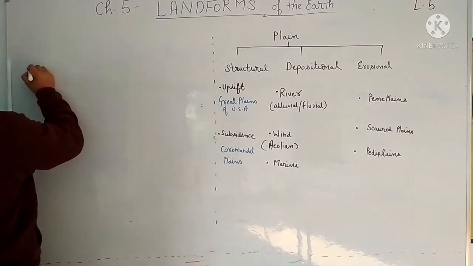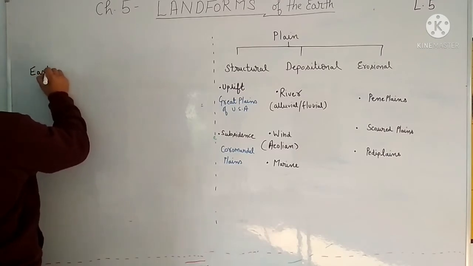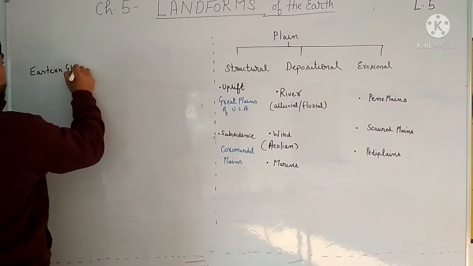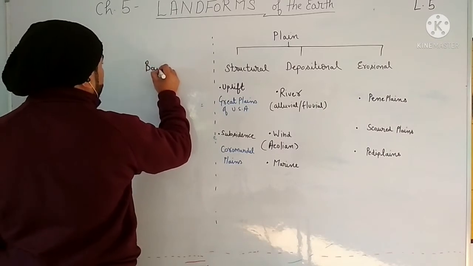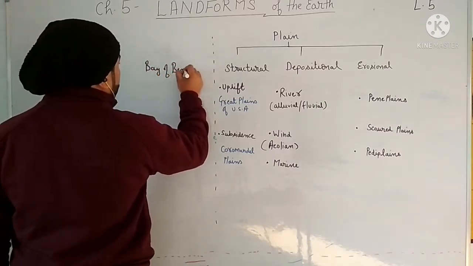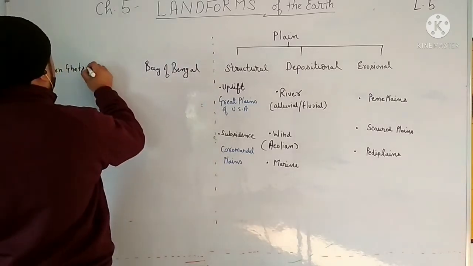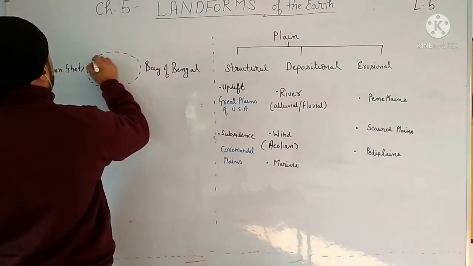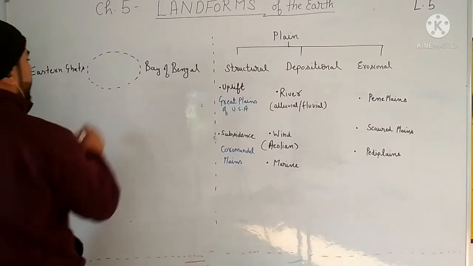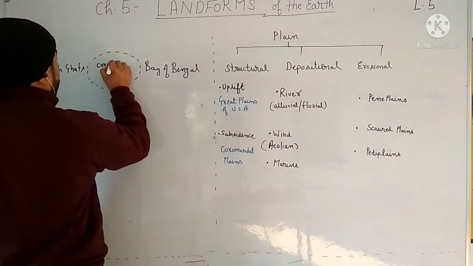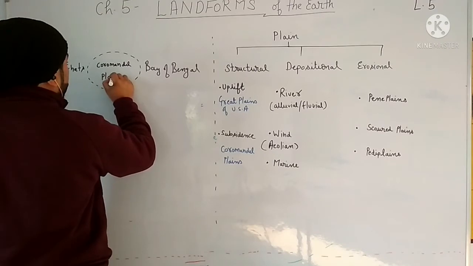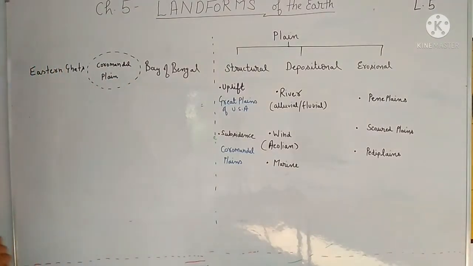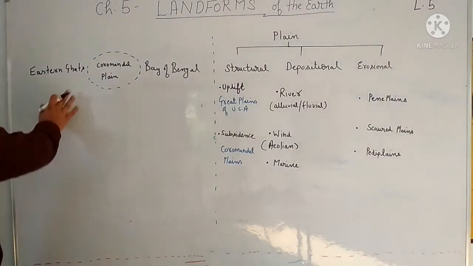Here we are having Eastern Ghats, and here we are having Bay of Bengal, and in between here we are having a plain area, and that is called Coromandel Plain. How were these Coromandel Plains formed? These Coromandel Plains were formed by the subsidence of Eastern Ghats.